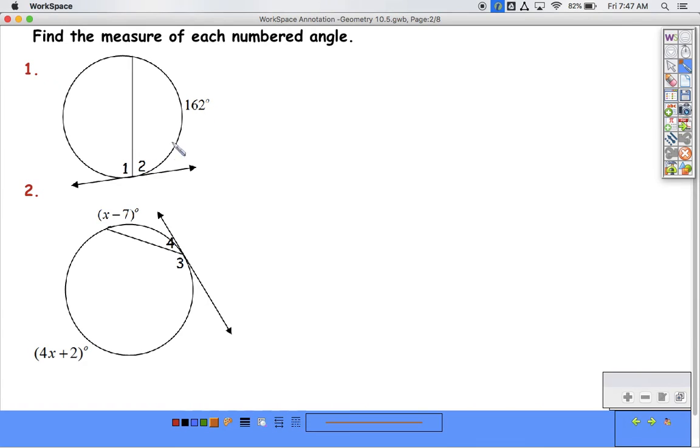This arc is 162. So let's just start with the measure of angle 2. To get that, we got to divide the 162 by 2. So that would be 81 degrees. Then we got angle 1. Well, there's a couple ways you could find it. The hard way would be to take 360 minus 162, get this arc, and then cut it in half. But you should notice that this here is just a linear pair. So you simply can do 180 minus 81, and then angle 1 would get you 99 degrees.